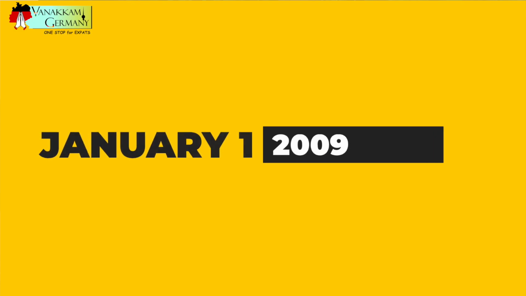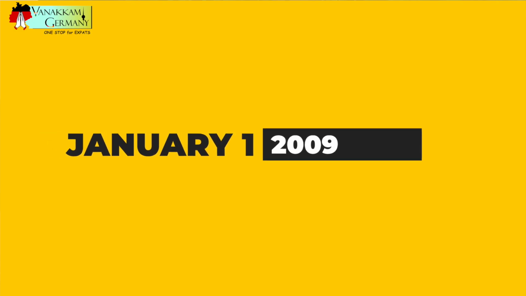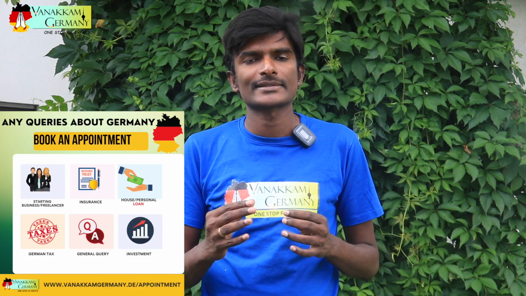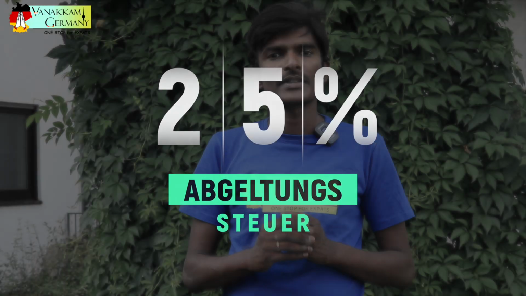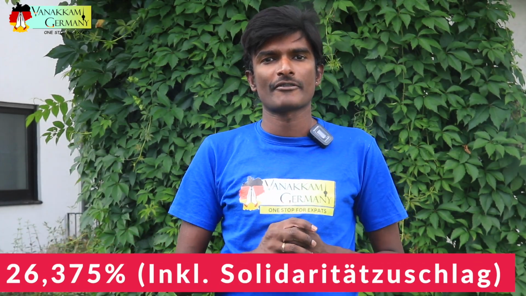Since January 1, 2009, income earned through private investment has been subject to the Abgeltungssteuer, which is called the withholding tax in English. I would say this is a very good thing. By introducing this, everyone pays a flat tax rate on the profit they have earned, which is 25% Abgeltungssteuer plus the Solidaritätszuschlag, which comes to 26.375%. If you are also a member of the church, then you need to pay the Kirchensteuer too.